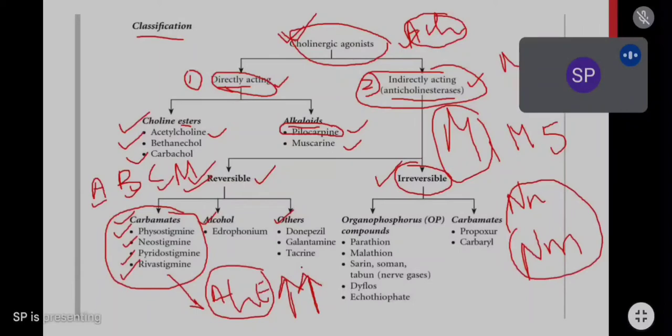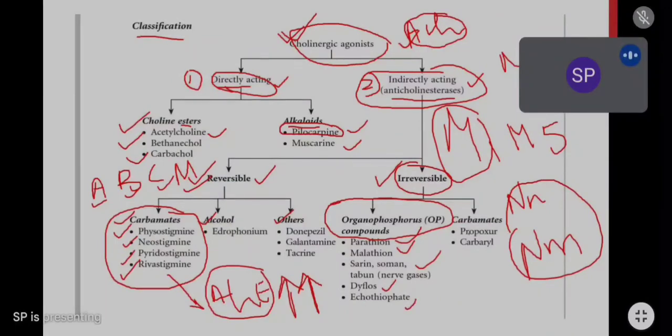Once classification is perfect, you can understand the remaining concepts very easily. In irreversible inhibitors, we have organophosphate compounds. Very, very dangerous drugs, actually. In that, we have parathion, malathion, sarin, soman, tabun. These are gases. We have diflos, and we have echothiophate.